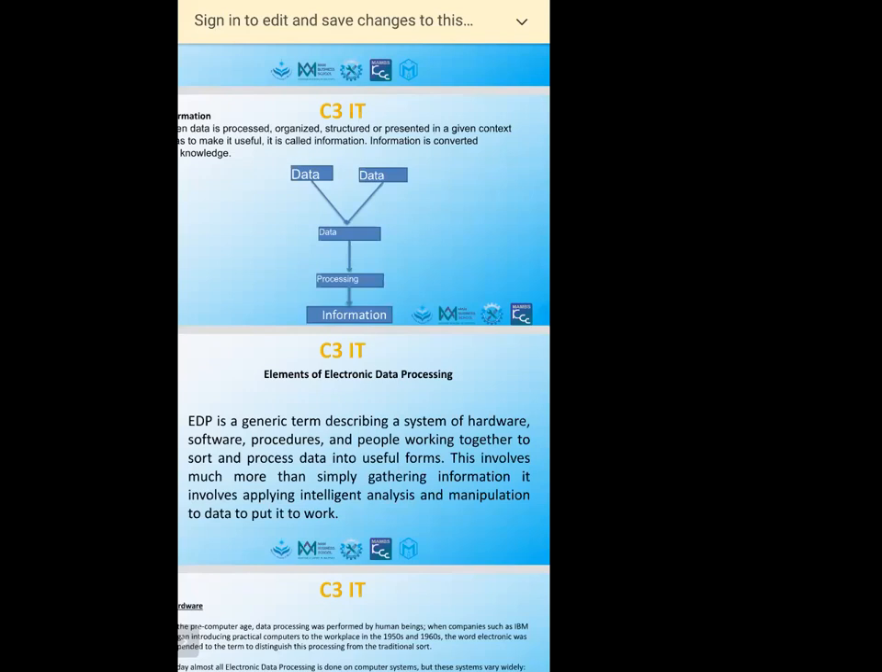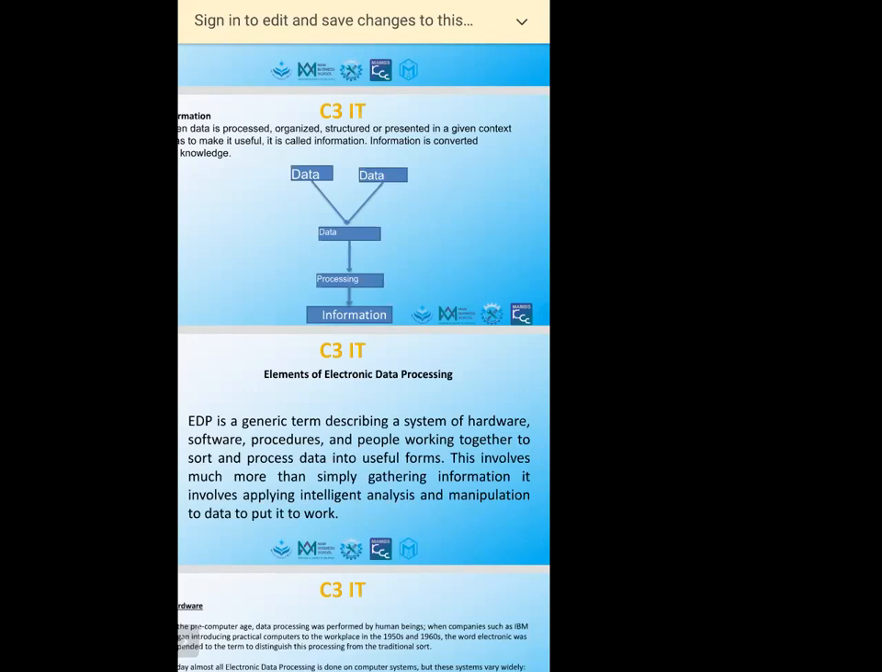So how can I process the data? By using a set of instructions. The set of instructions is going to process the data. Hello, all of you can hear my voice? Yes. So the set of instructions is going to process the data. After the data processing, we will have the output and report.